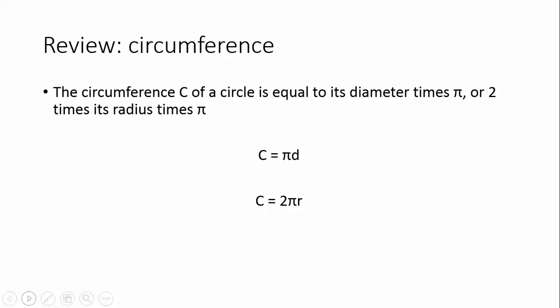So let's review the 2 formulas for circumference. The circumference of a circle, which remember is just the distance around the circle, is equal to its diameter times pi. So the first formula is circumference equals pi d, or pi times d. The other formula you can use is 2 times the radius times pi, the second formula, 2 pi r. The reason why these formulas both work is that the diameter of a circle is equal to the radius times 2. So in that second equation, you're just replacing the d for diameter with the 2r.